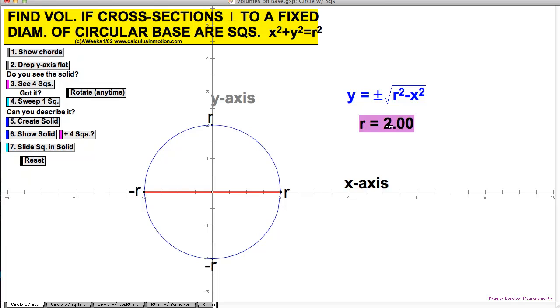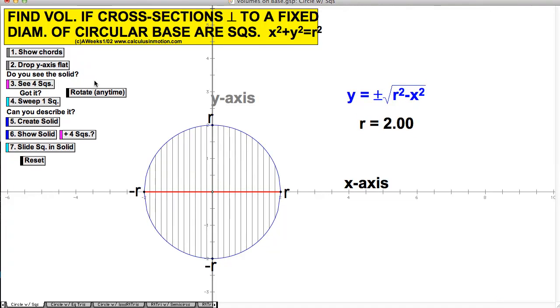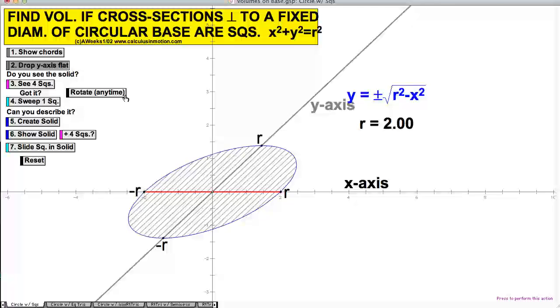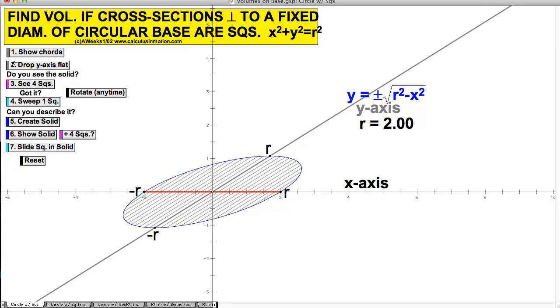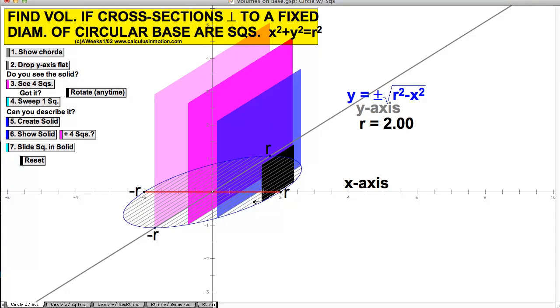And I have listed r equal to 2, and I can actually change that to be anything that I want. So here's the circle base right here in the middle, and I'm going to click on these things over here on the left hand side. If you notice, show chords, so we'll see where the chords are. I'm going to drop the y-axis flat so you can kind of see it in 3D. And these are what 4 squares would look like, sitting on top of 4 different length chords on our circle.